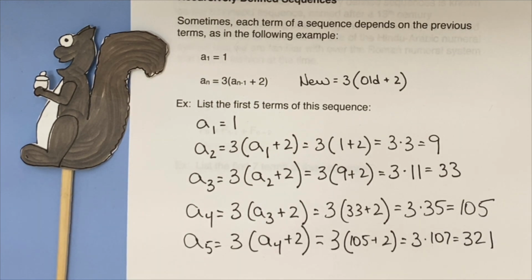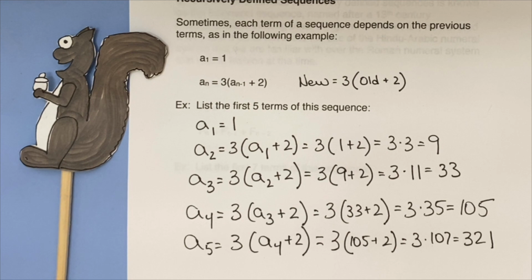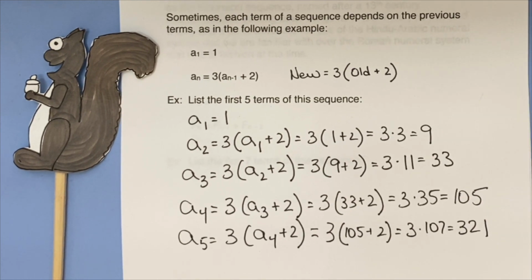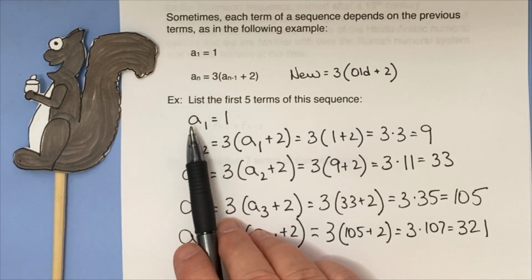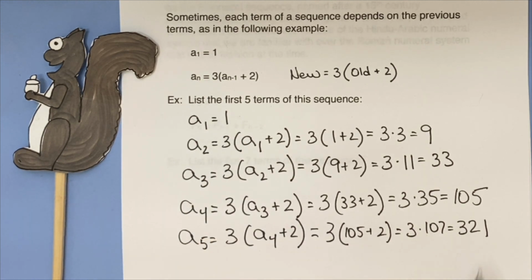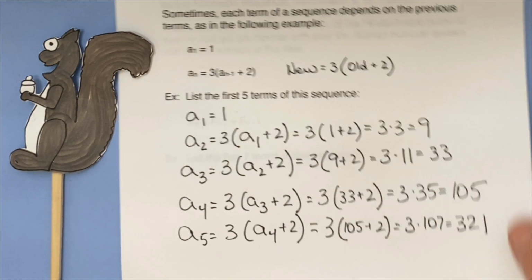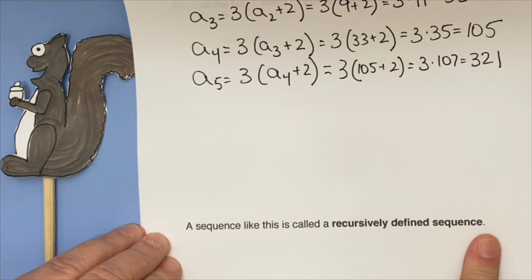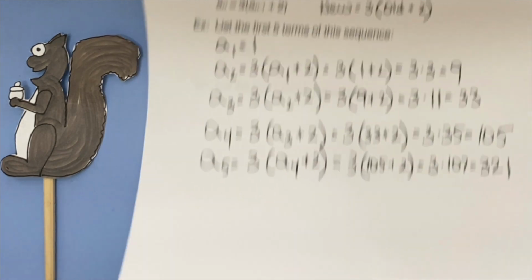So this particular pattern gets big really fast and helps us practice our multiplication. But basically, without some fancy work, we wouldn't be able to just jump right from a sub 1 equals 1 to what a sub 5 is. Generally speaking, recursively defined sequences require you to step through to get the next term. So a sequence like this is called a recursively defined sequence.